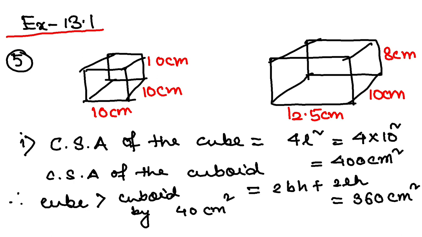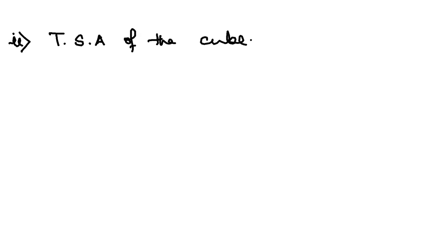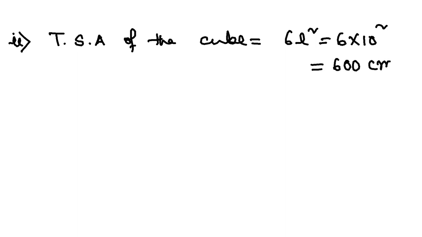Done? Very easy. Now for the same question, the second part: they are asking which one has less total surface area. So first of all, I will find the total surface area of the cube. So TSA of the cube, that means 6L square. So 6 into 10 square, 10 square is 100, so that will be 600 centimeter square.